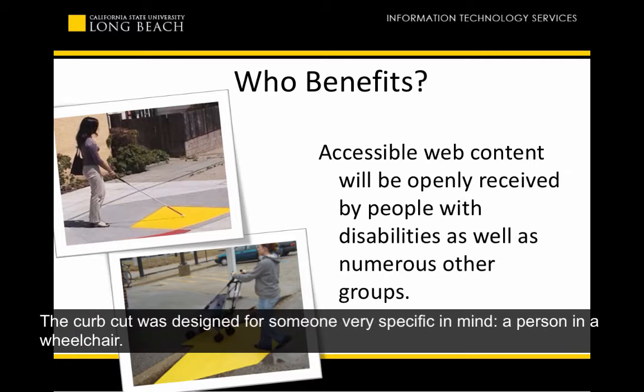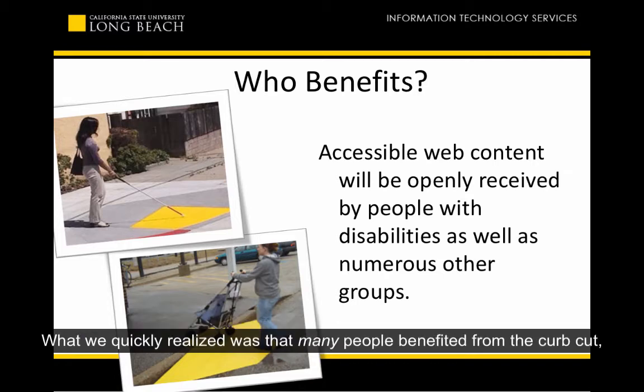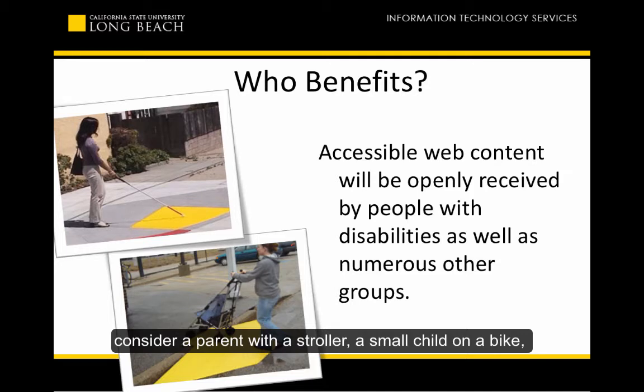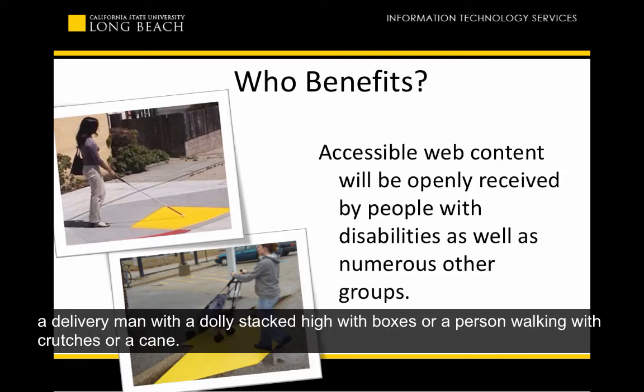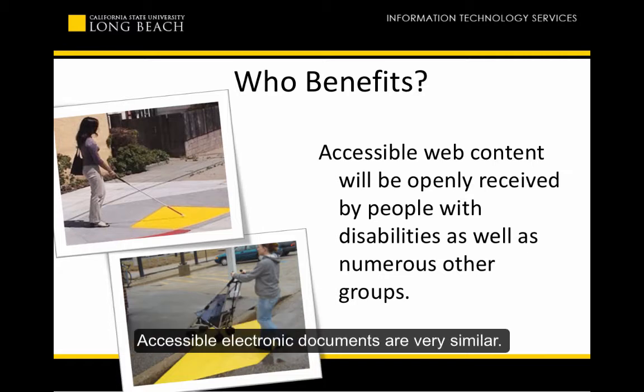The curb cut was designed for someone very specific in mind, a person in a wheelchair. What we quickly realized was that many people benefited from the curb cut. Consider a parent with a stroller, a small child on a bike, a delivery man with a dolly stacked high with boxes, or a person walking with crutches or a cane.